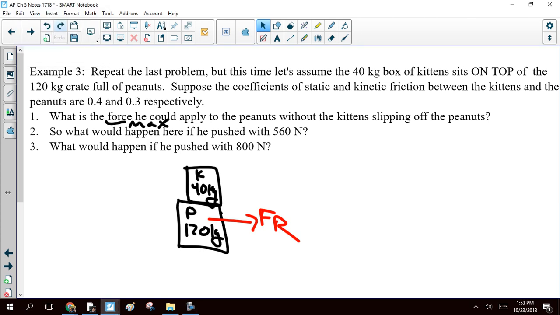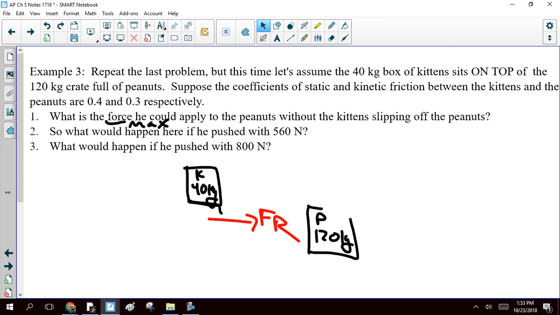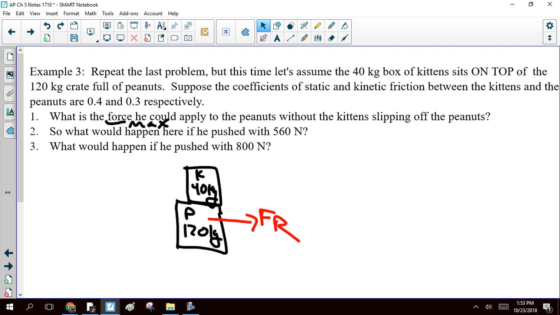So the problem is, if Roy pushes too fast, then the peanuts will move out from under the kittens, and the kittens will fall, and then we'll be sad, because kittens are cute. So what we need to do is figure out what's the maximum force he could apply to the peanuts without the kittens slipping off.